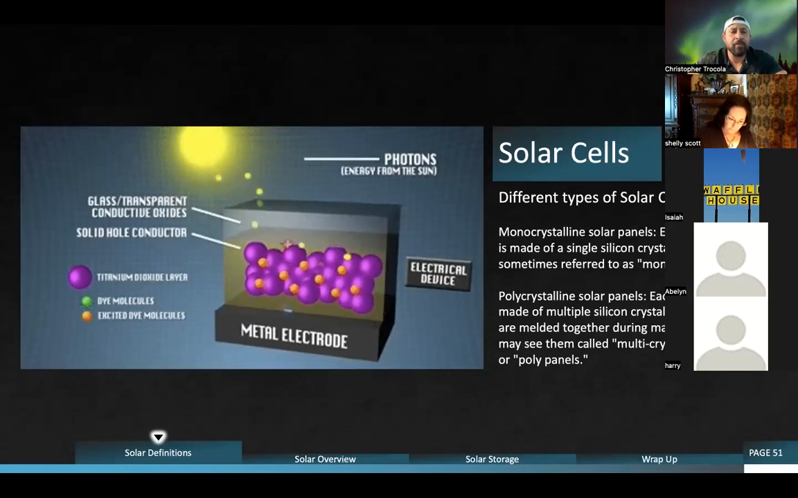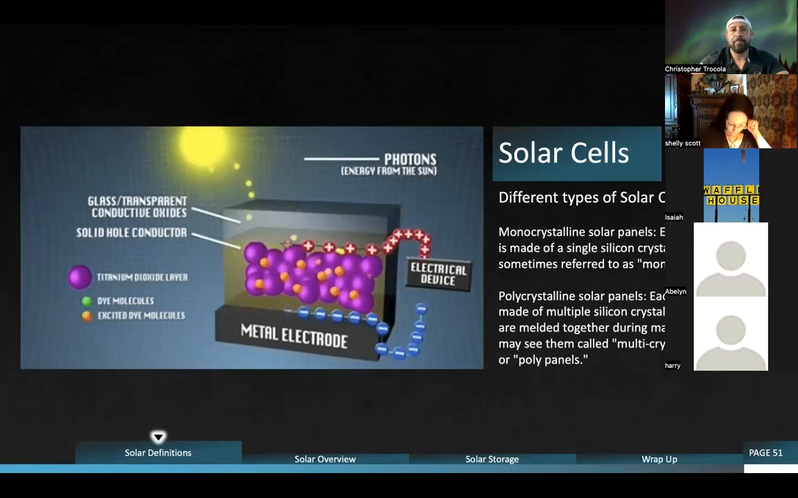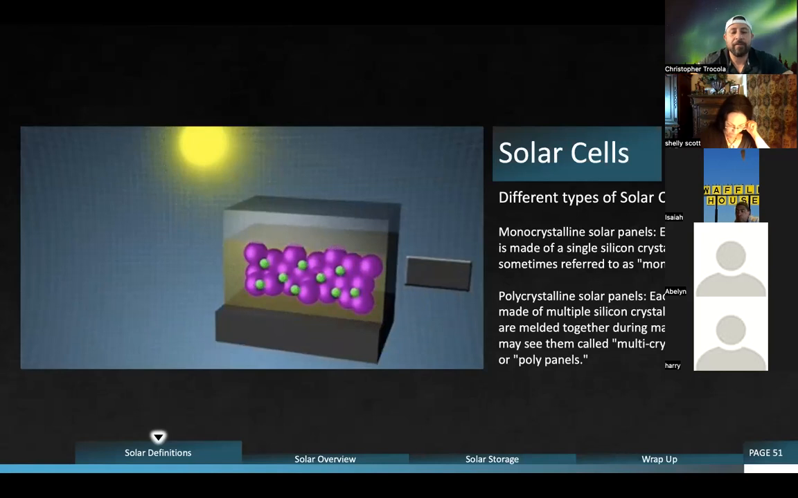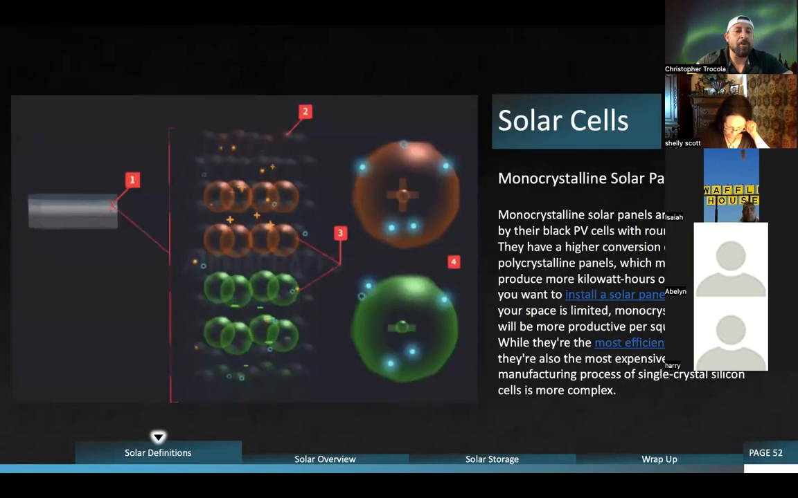Monocrystalline. So let's go back to elementary school definitions, right? Mono means one. Poly means many. So monocrystalline panel and polycrystalline panel. Let's talk about monocrystalline first. Monocrystalline solar panels are characterized by their black PV cells with rounded edges.